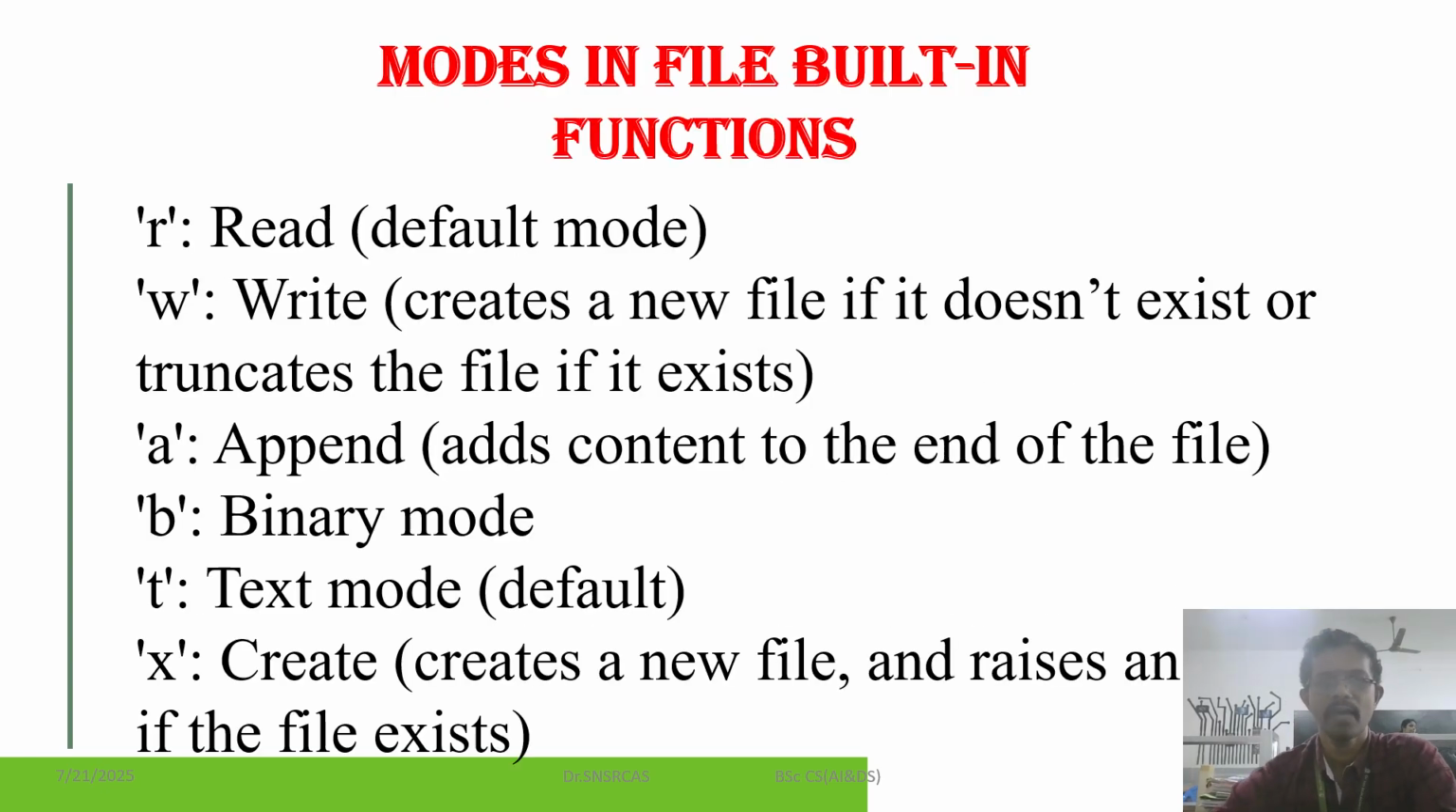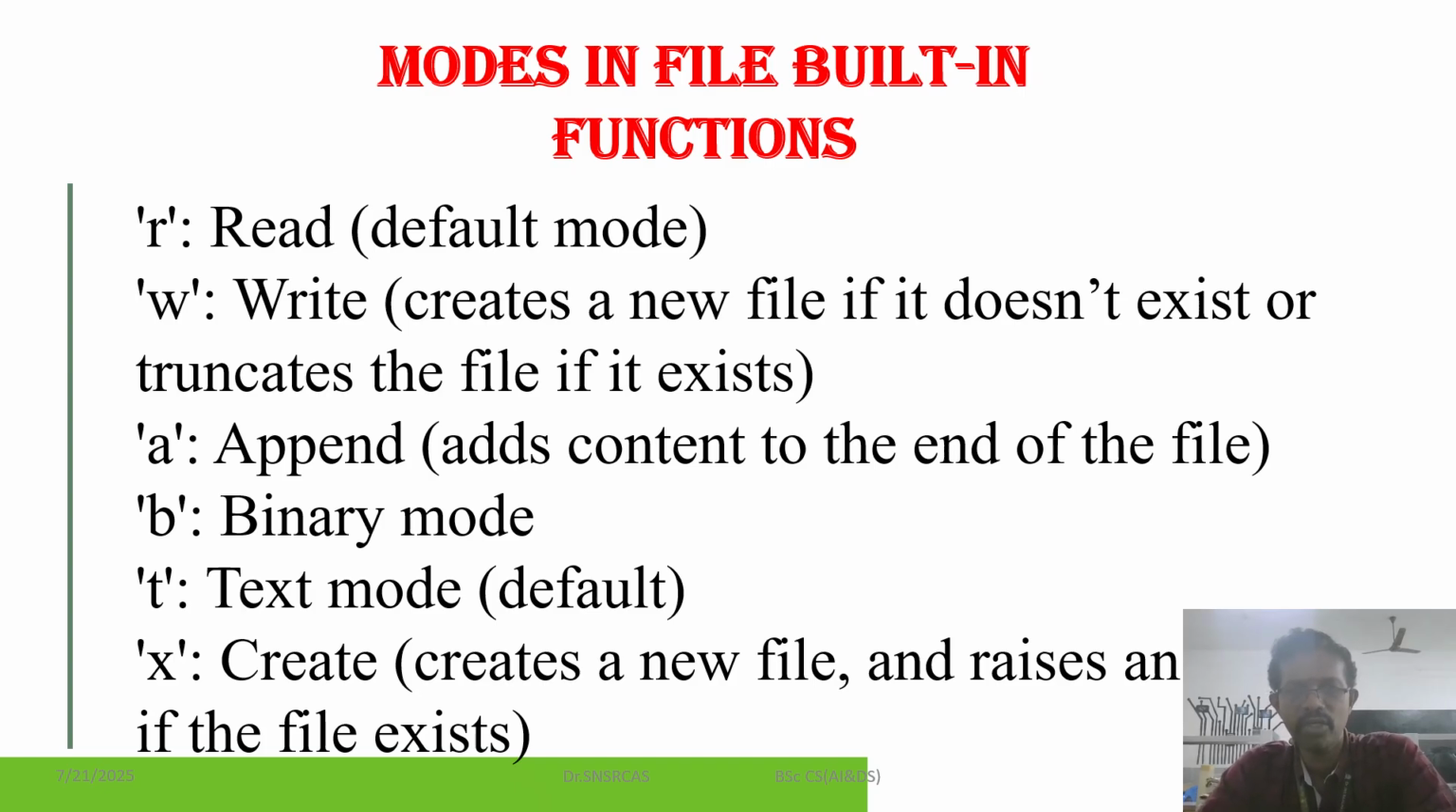Next, let us see the modes in the file built-in functions. Here R represents read, which is the default mode. W represents write, which is used to create a new file if it does not exist, or truncates the file if it exists. So we can write a new file, which should not already exist there. Otherwise, if it exists, the file will be truncated.